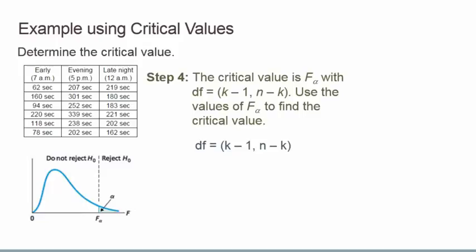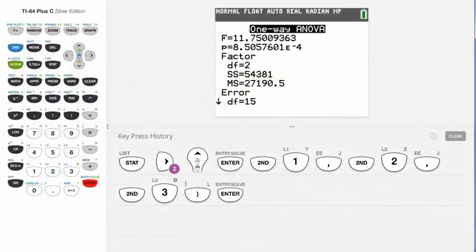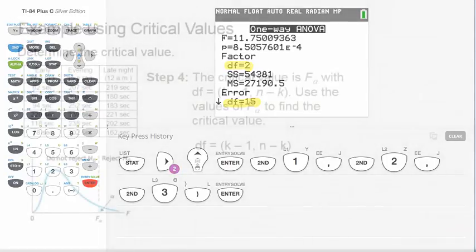If we go back to the calculator, the degrees of freedom for my factor are 2. I have 3 means, and 3 minus 1 is 2. The degrees of freedom for my error is 15. My n is 18, and k is 3, so 18 minus 3 is 15.